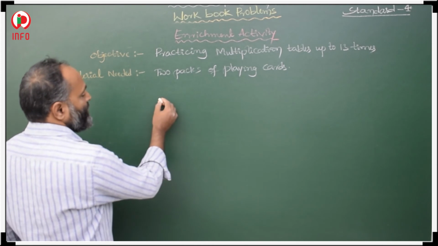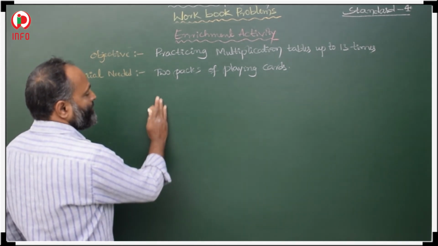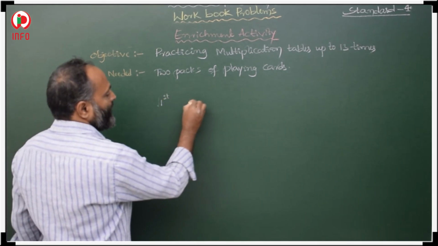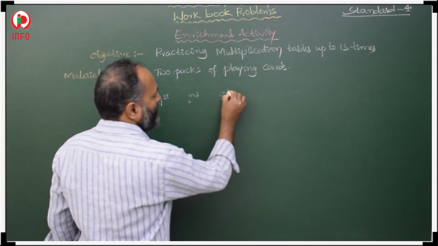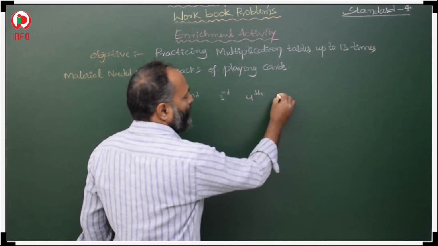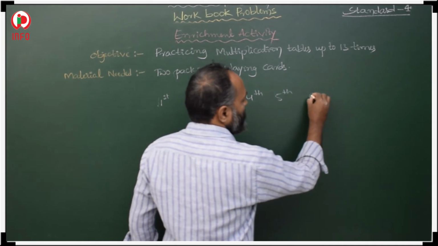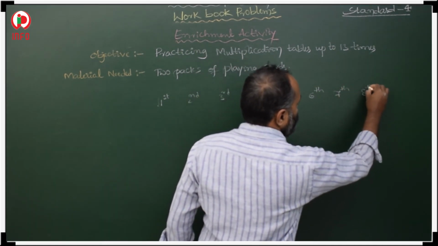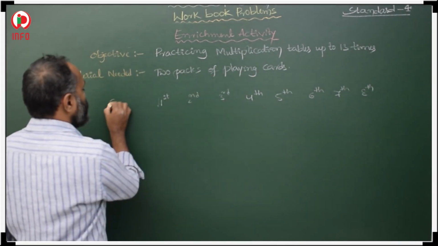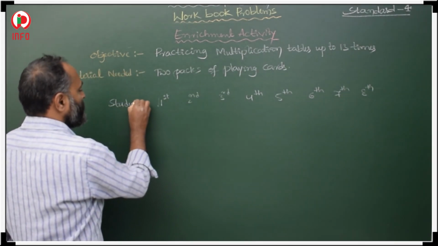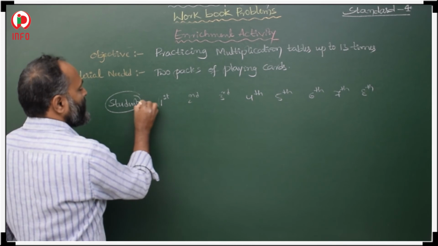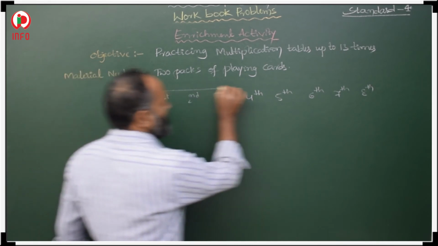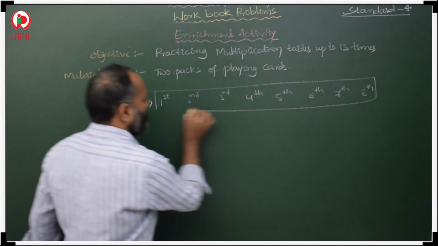So suppose first student, second, third, fourth, fifth, sixth, seventh, eighth. Total how many students? Number of students? 8 students are playing. So these 8 students are playing the game.